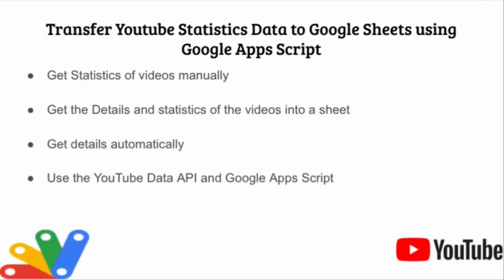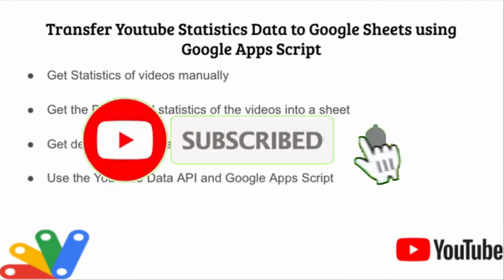Normally, if I have to view the statistics of the YouTube videos that I upload once a week, I need to go to YouTube Studio, go to the analytics, and check it. So that's a bit of a hectic process. I want to directly get the details from YouTube into my spreadsheet, and I want this to be automatic. Maybe I can use a trigger, or I can add some buttons to run the script. So we're going to be using the YouTube Data API and some Google Apps Script to do this.